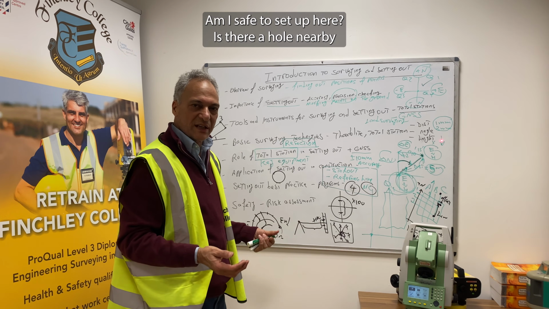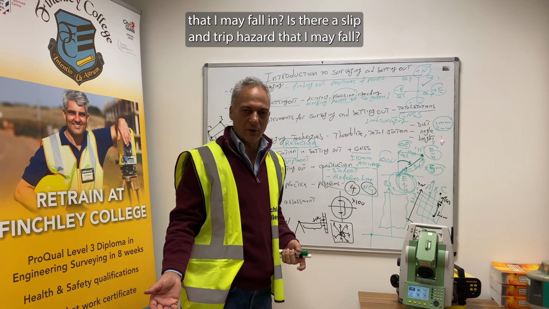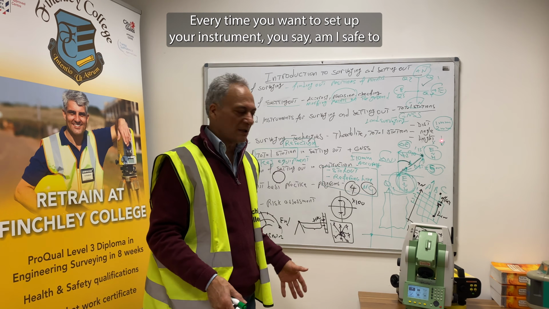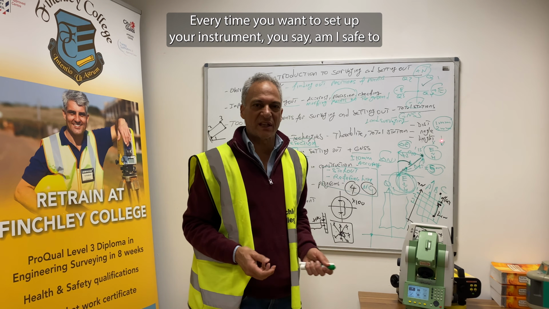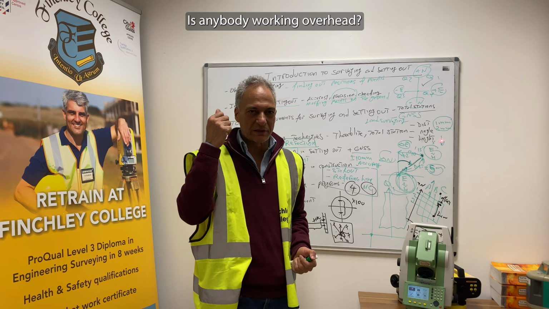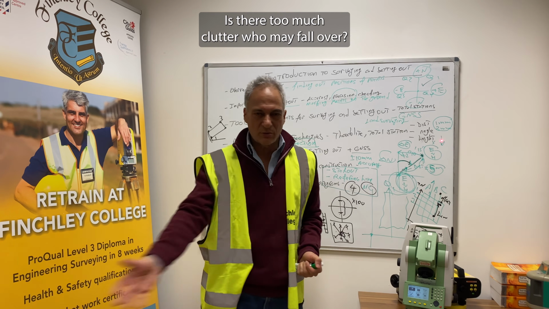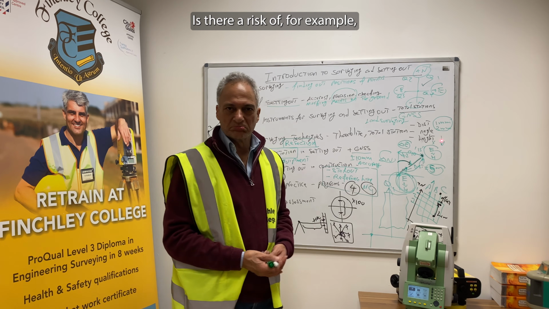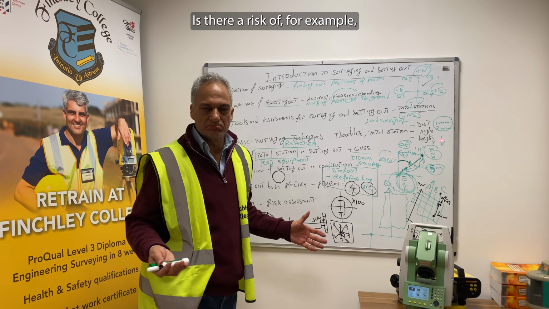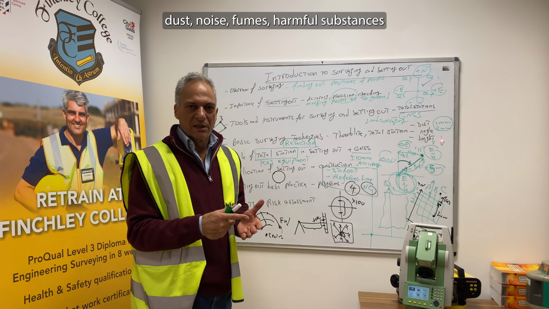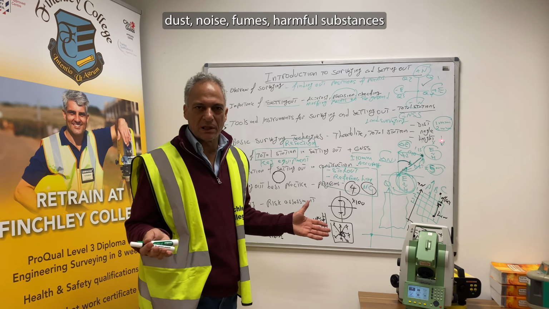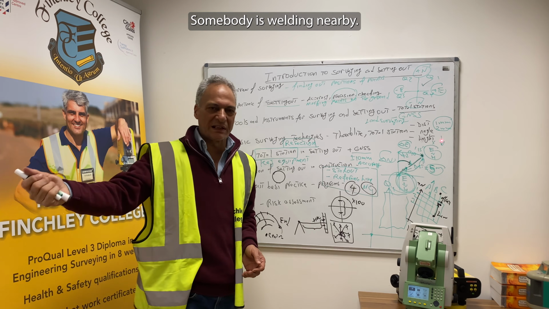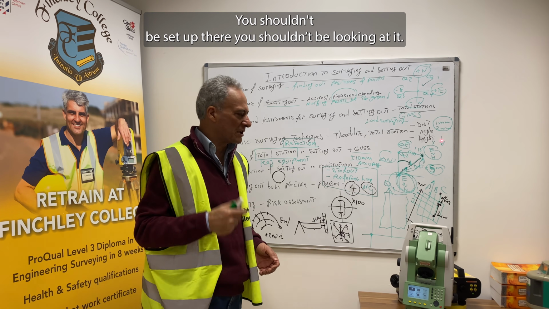Safety of yourself. Am I safe to set up here? Is there any hole nearby that I may fall into? Is there a slip and trip hazard that I may fall over? Is there anybody working overhead that I shouldn't be under? So every time you want to set up your instrument, you say, am I safe to set up here? Is anybody working overhead? Is there any hole nearby? Is there too much clutter that I may fall over? Is there a risk of, for example, dust, noise, anything else like sparks? If somebody is welding nearby, you shouldn't be set up there, you shouldn't be looking at it.